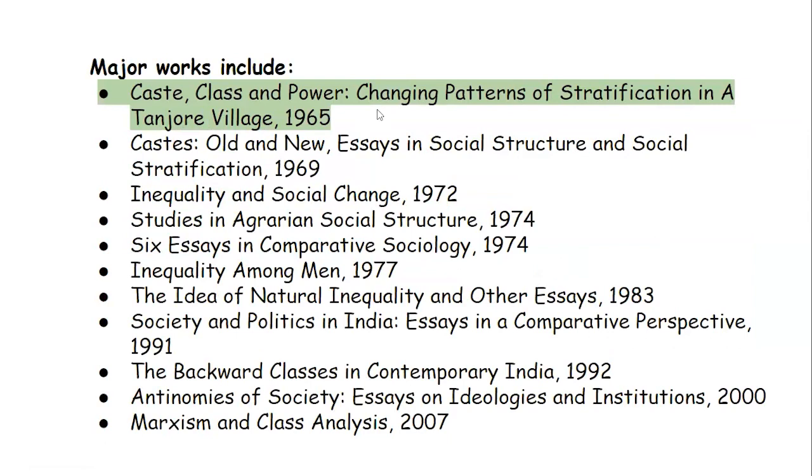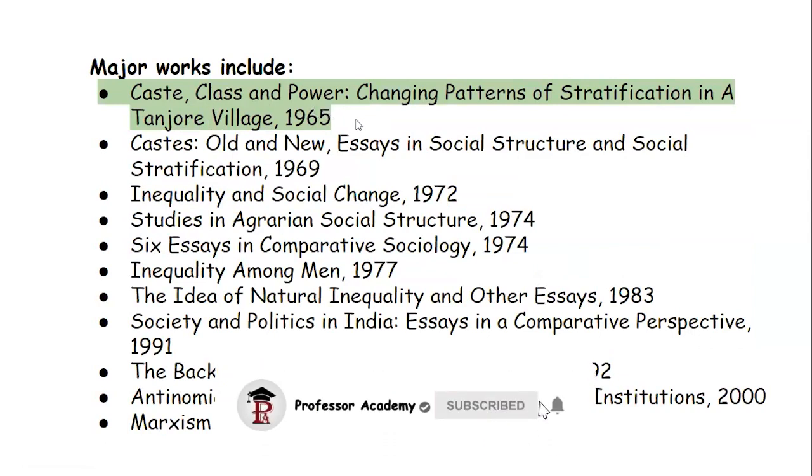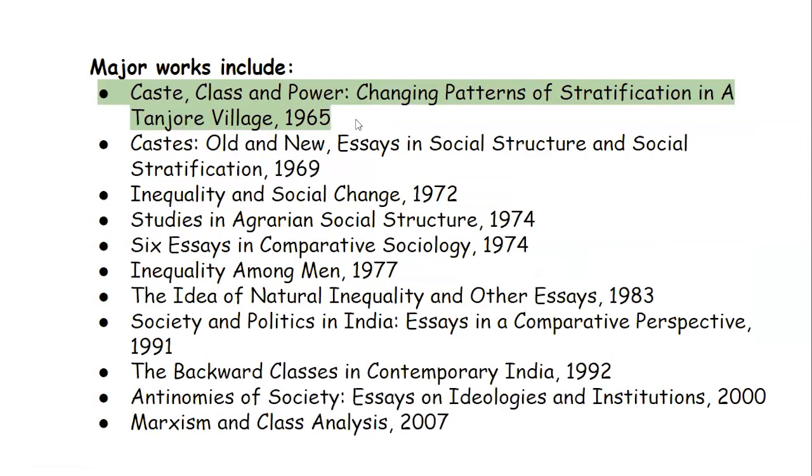This is the most important one, in which he gave the ideas of his fieldwork in Tanjore village: Caste, Class and Power, Changing Patterns of Stratification in a Tanjore Village, 1965. Caste, Old and New: Essays in Social Structure and Social Stratification, 1969. Inequality and Social Change, 1972. Studies in Agrarian Social Structure, 1974. Six Essays in Comparative Sociology, 1974. Inequality Among Men, 1977. The Idea of Natural Inequality and Other Essays, 1983. Society and Politics in India: Essays in a Comparative Perspective, 1991. The Backward Classes in Contemporary India, 1992. Antinomies of Society: Essays on Ideologies and Institutions, 2000. And Marxism and Class Analysis, 2007.